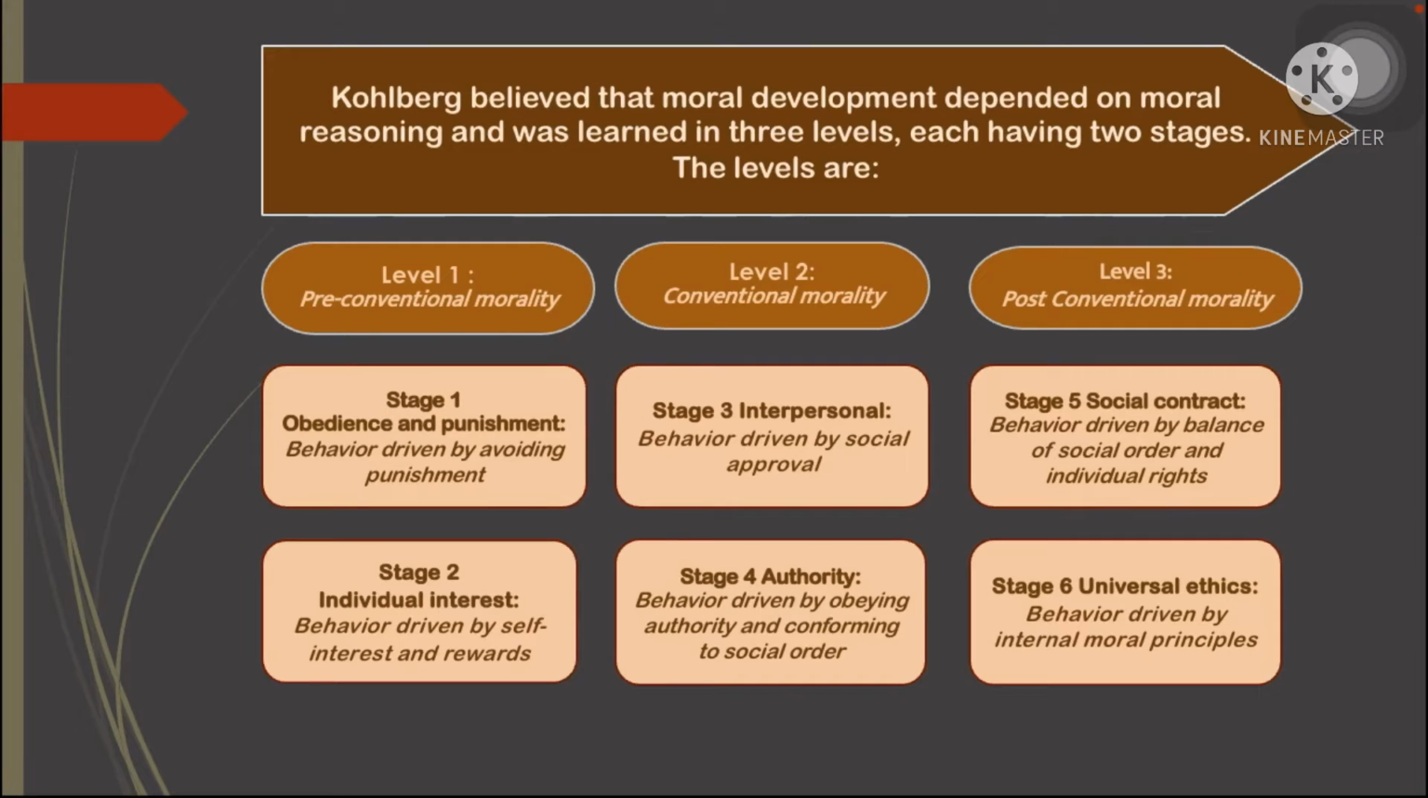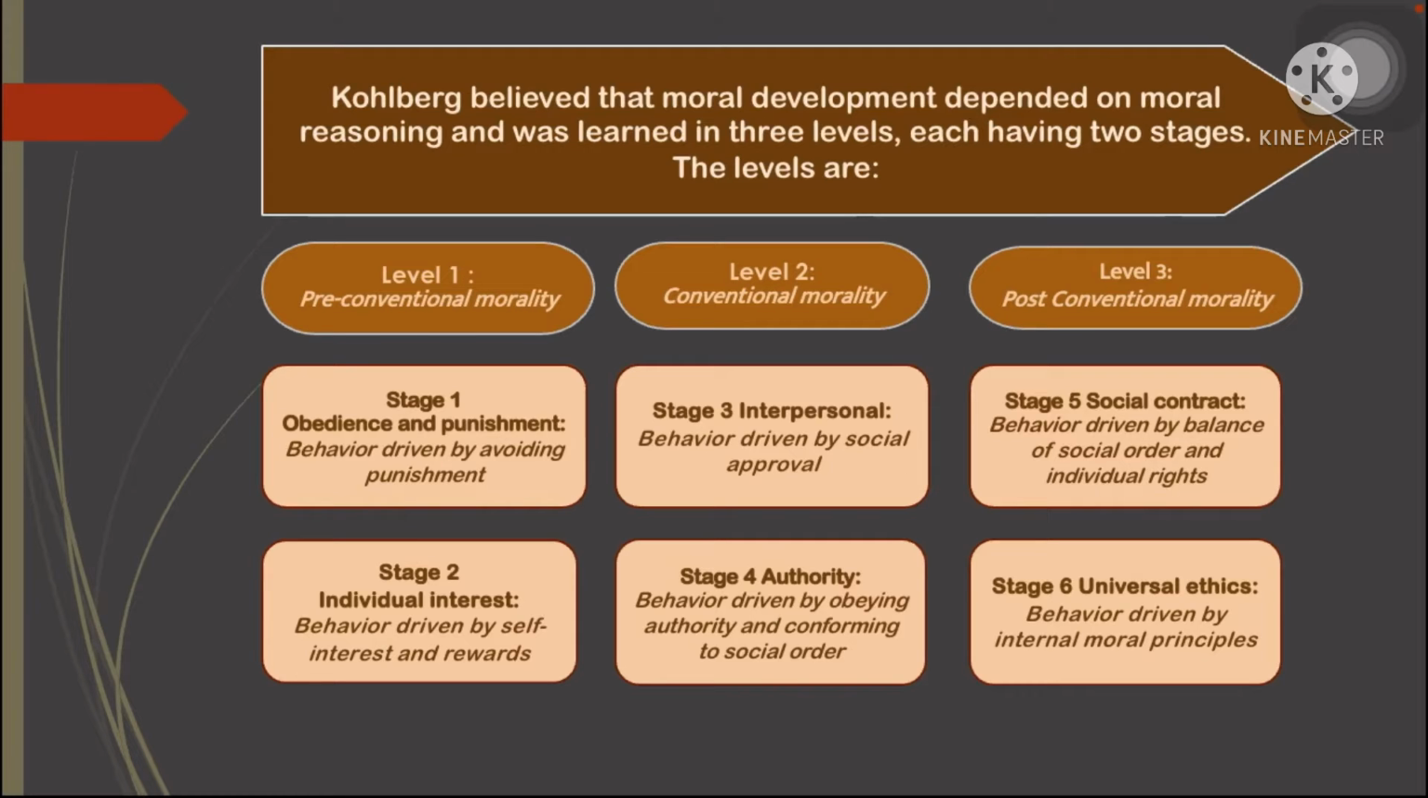Kohlberg defined 3 levels of moral development. Each level has 2 distinct stages. Kohlberg believed that moral development depends on moral reasoning and is learned in 3 levels. The levels are Level 1, Pre-conventional morality, Level 2, Conventional morality, Level 3, Post-conventional morality. Stage 1, Obedience and punishment, behavior driven by avoiding punishment.